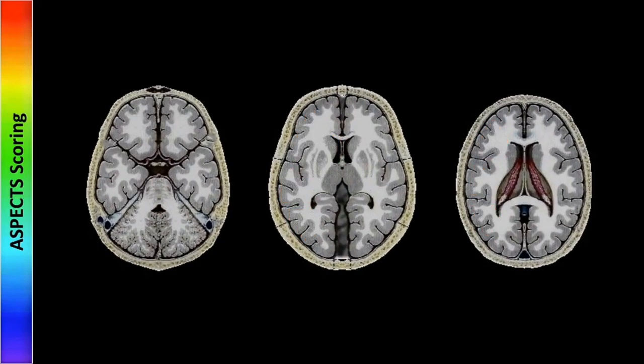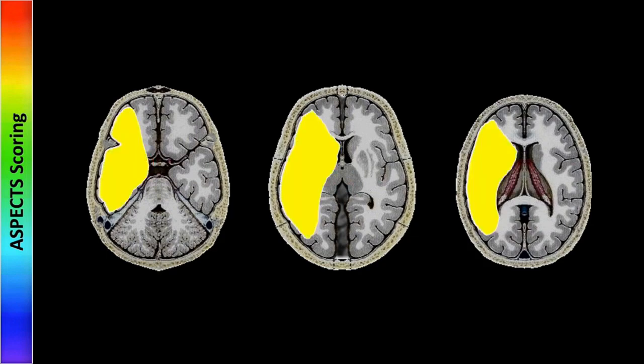Let's proceed with aspect scoring. I'm sure you know that aspect scoring is applied to middle cerebral artery ischemic events, and so those regions of the brain supplied by the middle cerebral artery are those under consideration here.